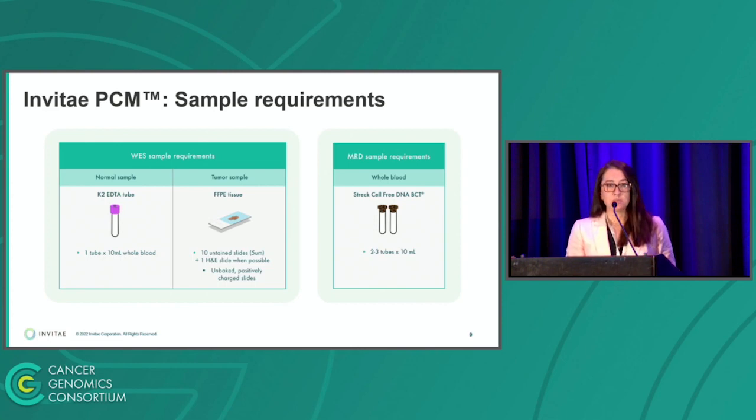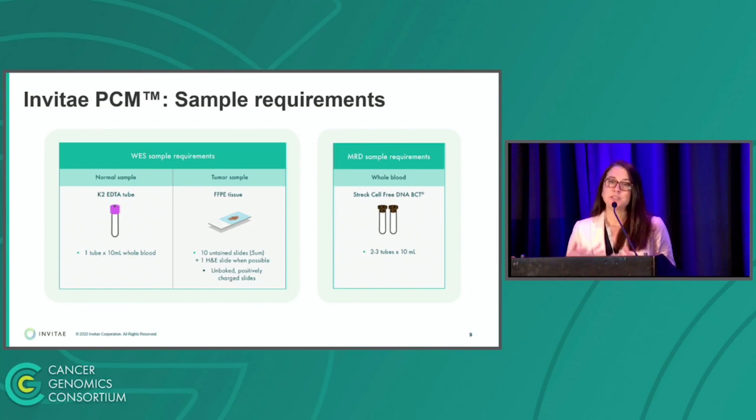So just to give you an example of how a tumor-informed approach begins, it requires a sample of blood like you would take for hereditary testing in a purple top tube, and it requires FFPE tissue typically. There are some methods that can be done on fresh frozen, but FFPE is the most common. So this is an example of INVITAE PCM requirements. It has to start with blood and tissue, and that's to create the first part of the assay.